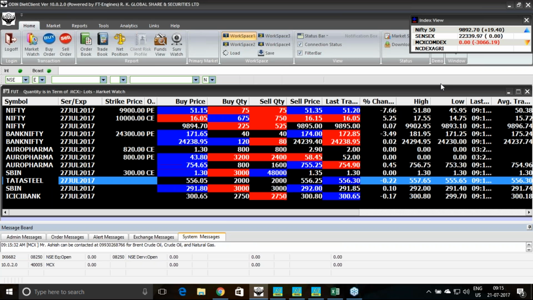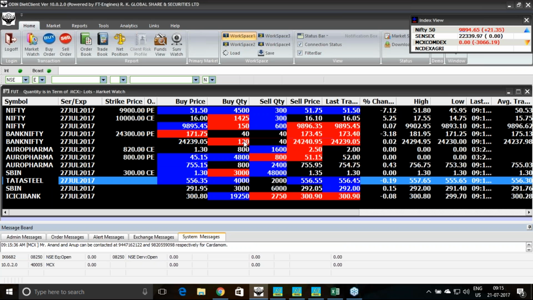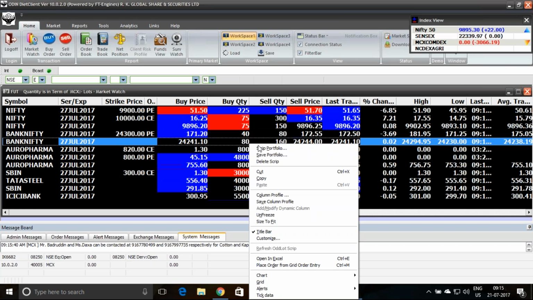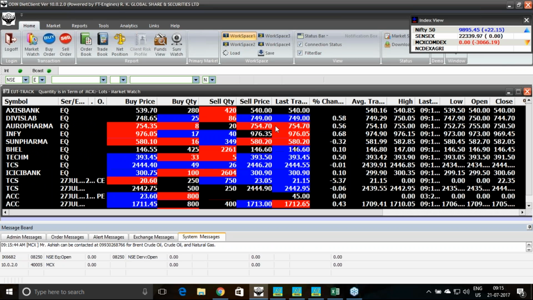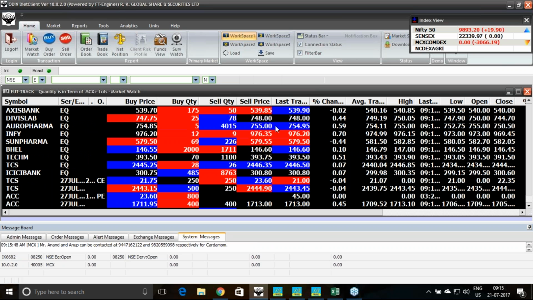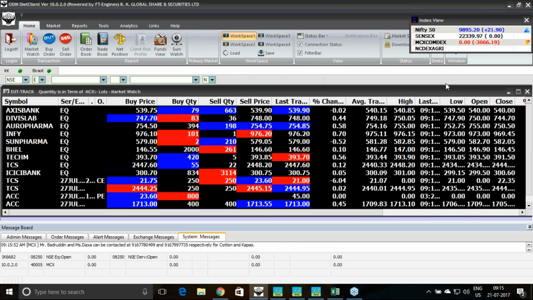So this is a flat opening today for the Nifty and Bank Nifty. And most of the stocks also opened flat for the day. So let us wait for some time, let the price get stabilized, then we will be initiating the trades.